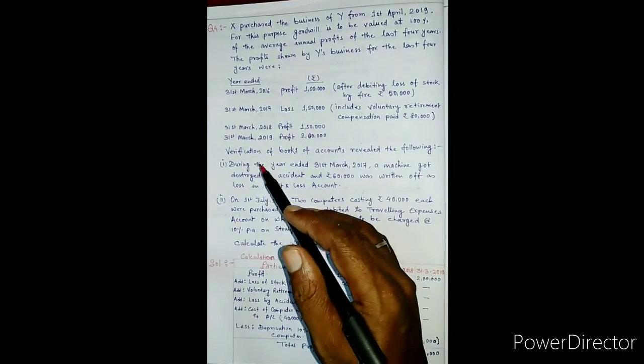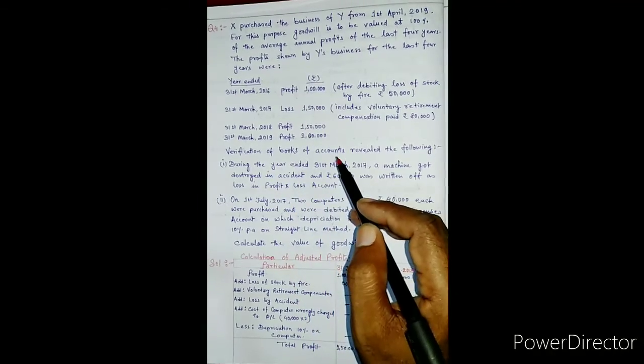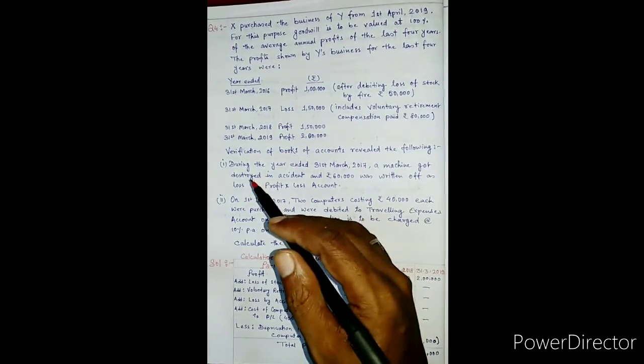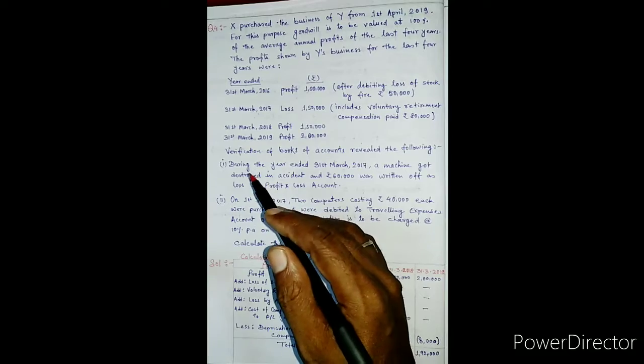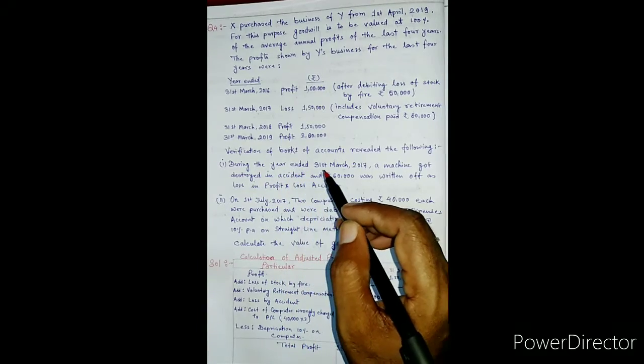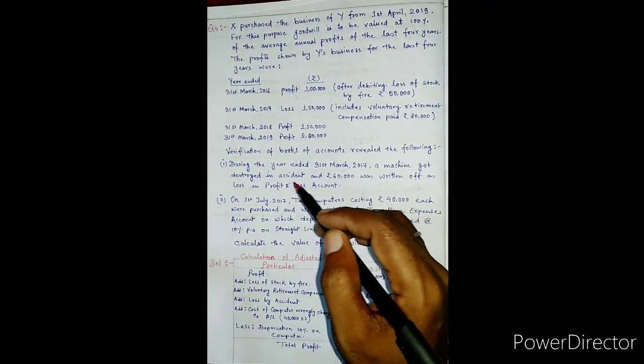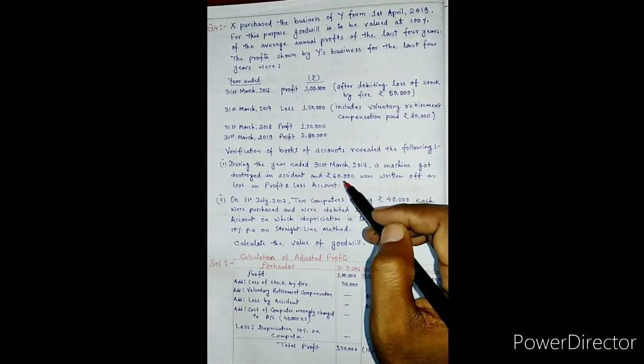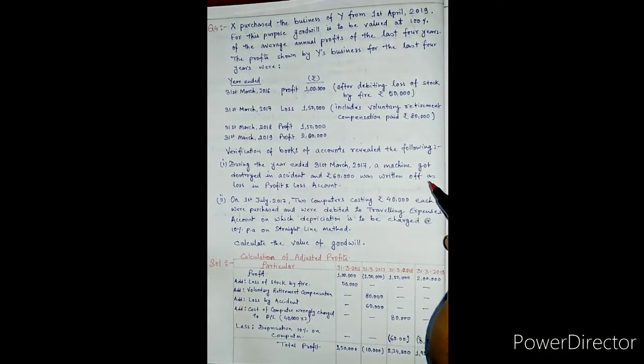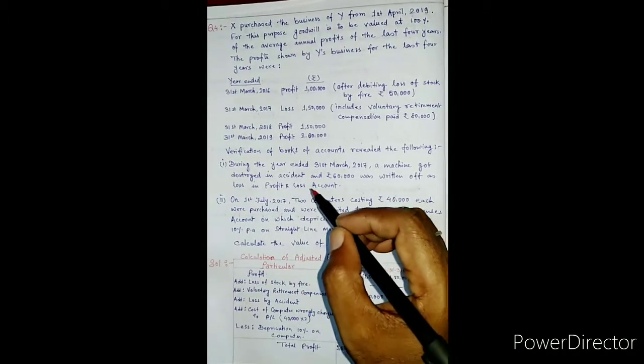Now verification of books of account revealed the following. First is, during the year ended 31st March 2017 a machine got destroyed in an accident and rupees 60,000 was written off as loss in the profit and loss account.